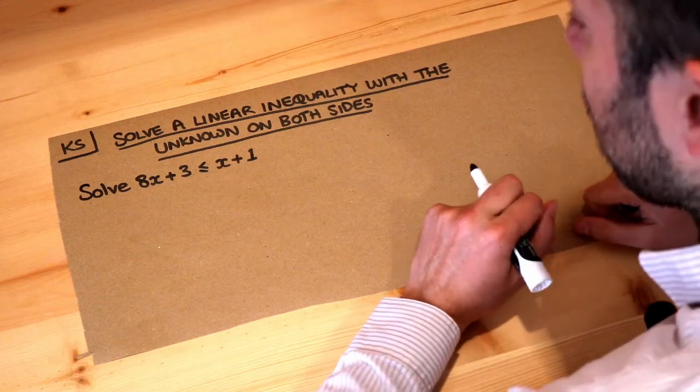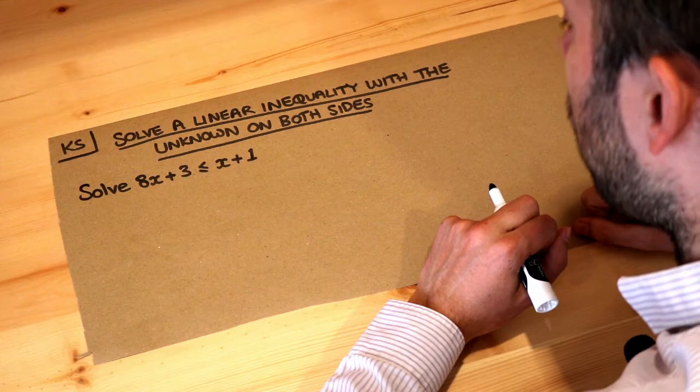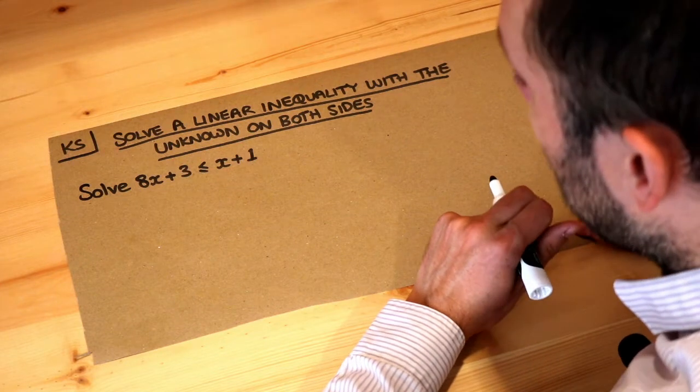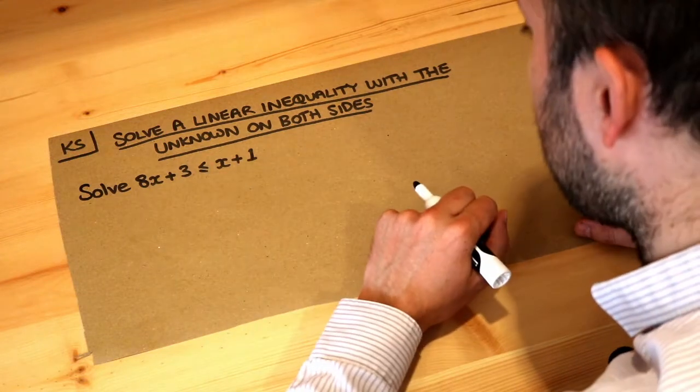Hello and welcome to this Dr. Ross Maths key skill video on solving a linear inequality with the unknown on both sides. Now in the previous video we looked at how we can solve an inequality when we had x just on one side of the equation.